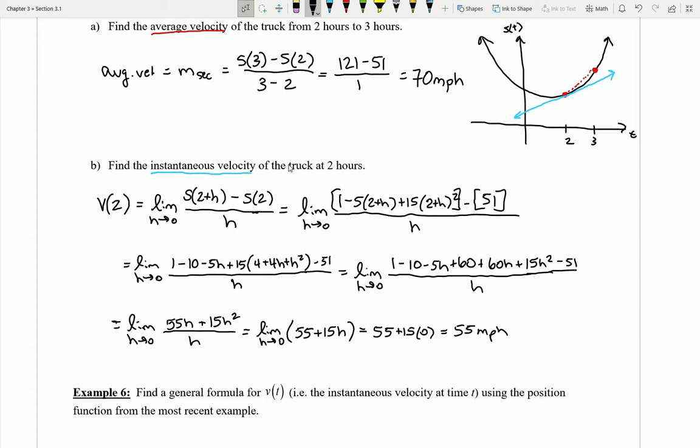I mean, it seems like I could have said, what's the speed or velocity of the truck at 3 hours? What's the velocity of the truck at 2 hours? What's the velocity of the truck at 1 hour? What about 1.5 hours? What about a half hour? I could do all of these.